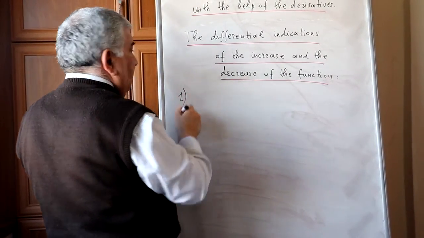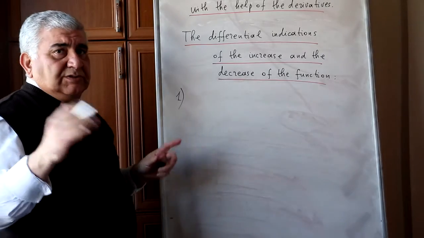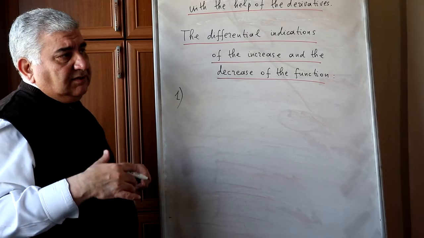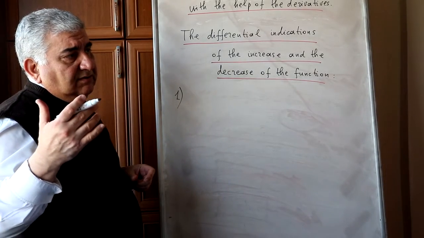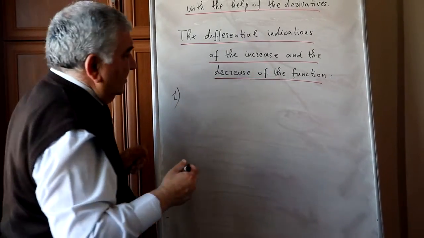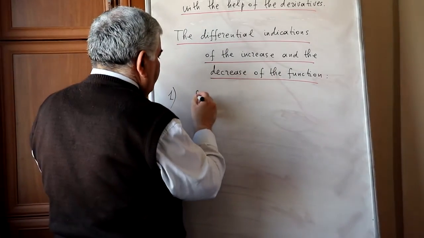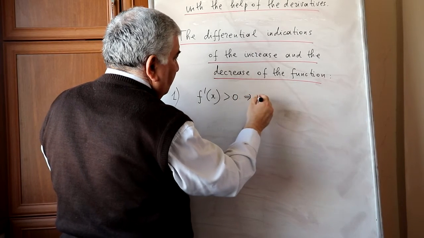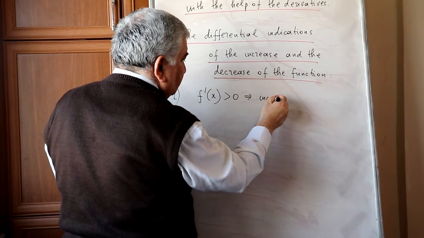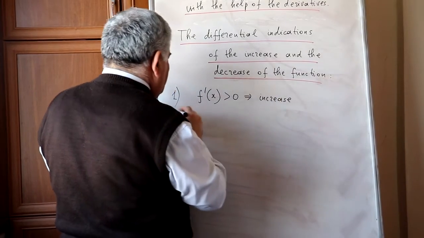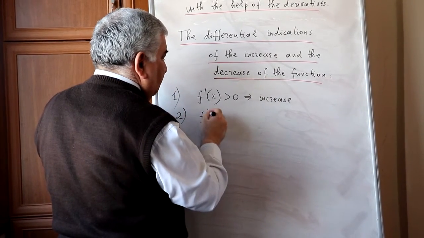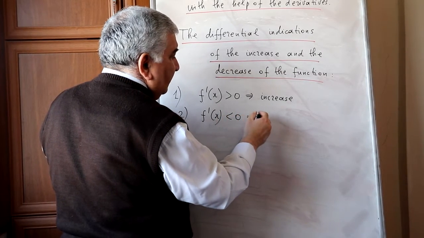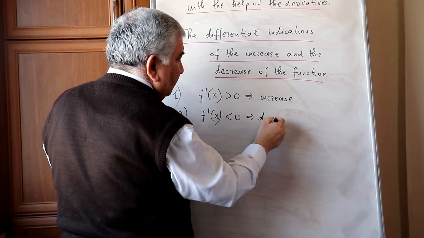First point: if the derivative is positive, then the function increases. But if the derivative is negative, then the function is decreasing. If the first derivative is negative, then we have a decrease of a function.